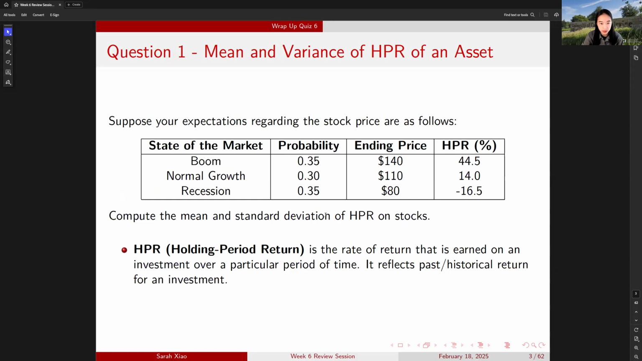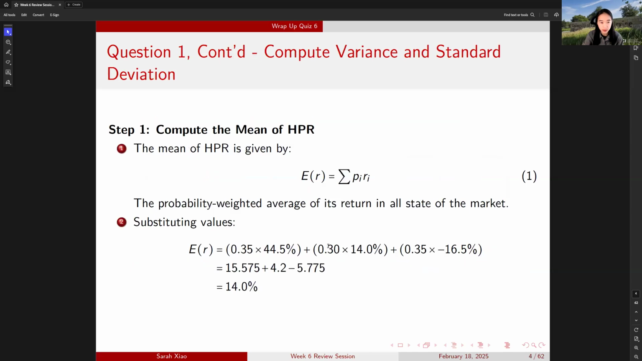The first question asks about the mean and standard deviation of HPR on the stock prices. So, firstly, what is HPR? It is the holding period return, which measures the rate of return that is earned on an investment over a particular period of time. So, firstly, we compute the mean of HPR.